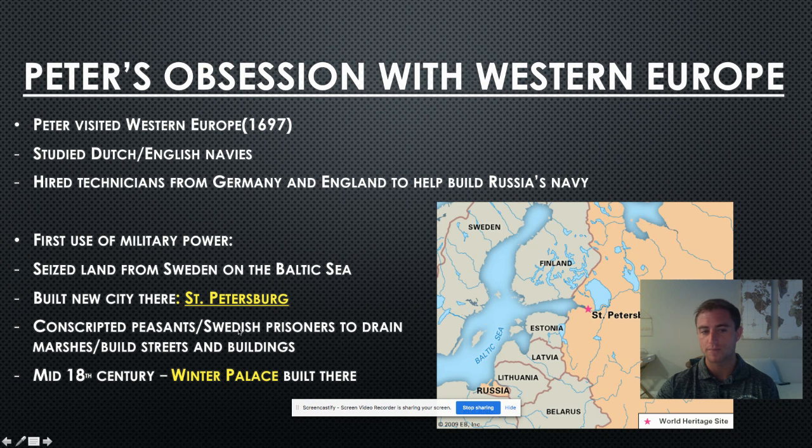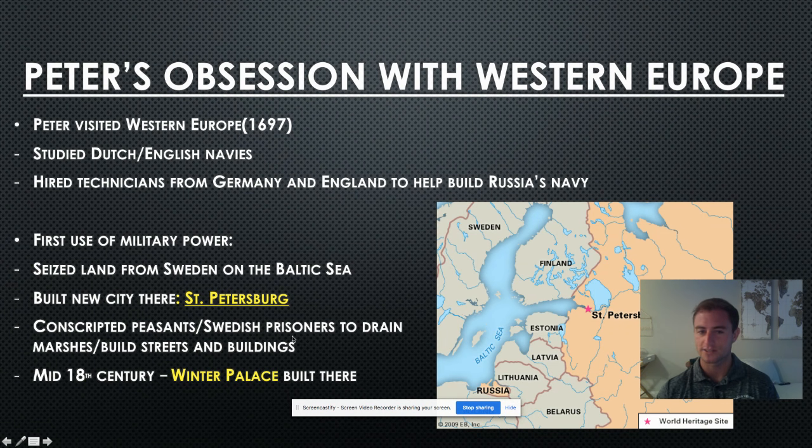He's also going to conscript peasants to come in and work in this city, meaning he's going to essentially draft them to come work there. This is also where the Winter Palace is built. It's built after Peter's death, but it becomes another symbol of the Tsar.